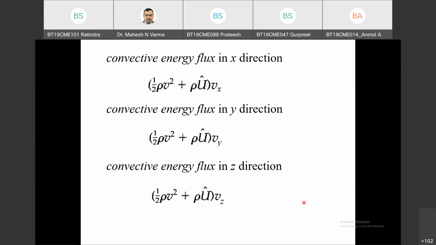So this will be the total energy per unit volume. Initially we had neglected this in the previous discussion. Now we have added this kinetic energy per unit volume also. This is energy per unit volume multiplied by the velocity in x direction, the x component of velocity. This is energy per unit volume multiplied by the y component of velocity. This is energy per unit volume multiplied by the z component of velocity.